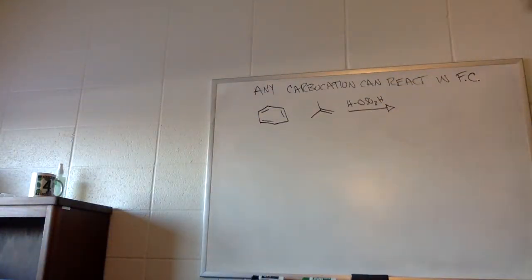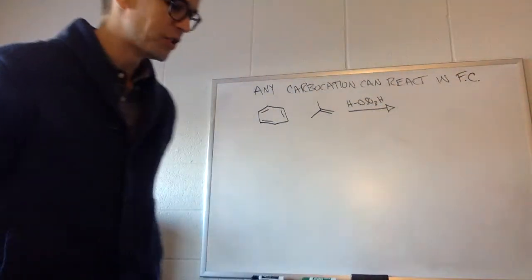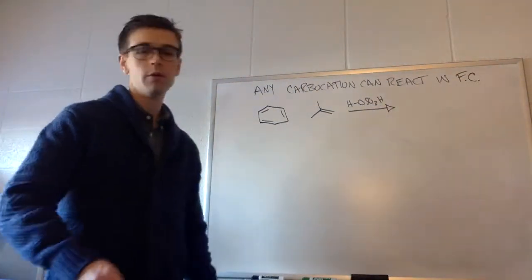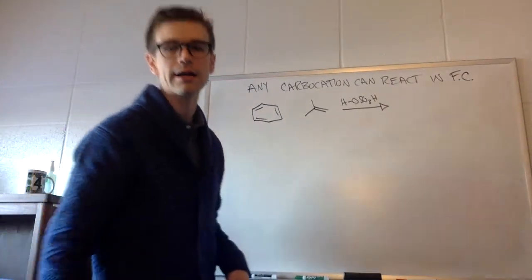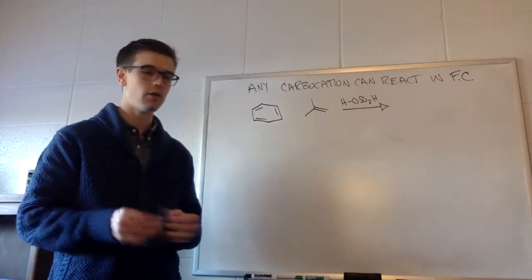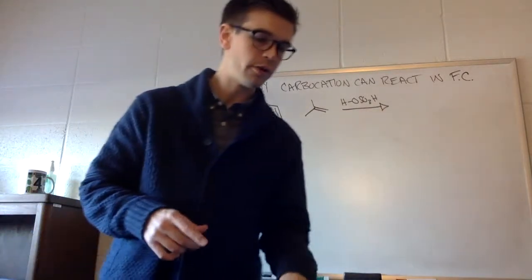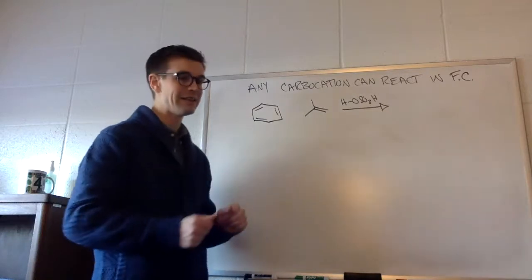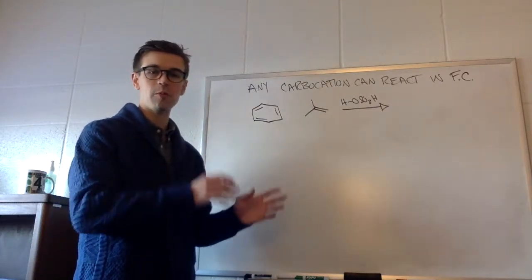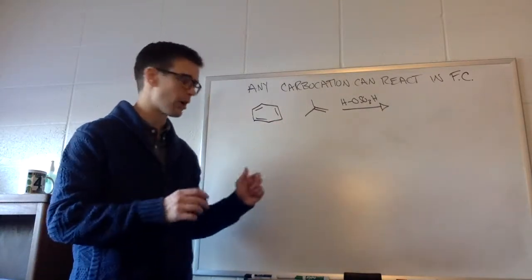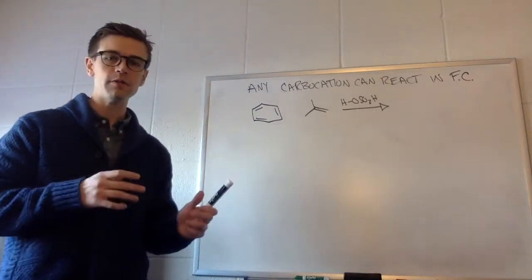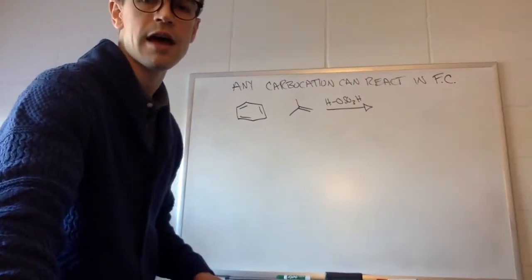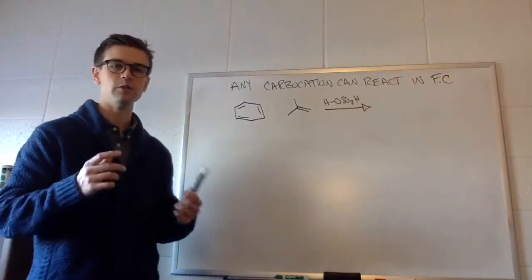All right, so today we are going to finish page 5 of chapter 18 notes with this video here. And it starts out by saying that any carbocation can react in a Friedel-Crafts reaction. So what we saw on page 3 and 4 were alkyl halides that formed carbocations, and then the benzene ring attacked the carbocation. In this case, we're going to form a carbocation a different way, and then the same type of reaction is going to occur.